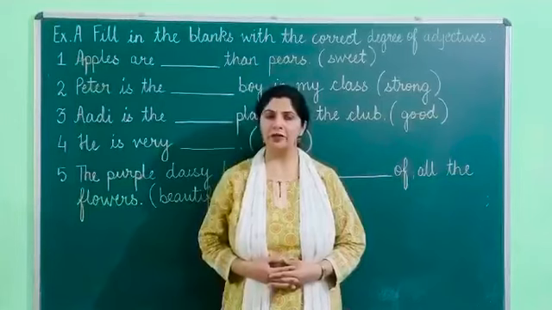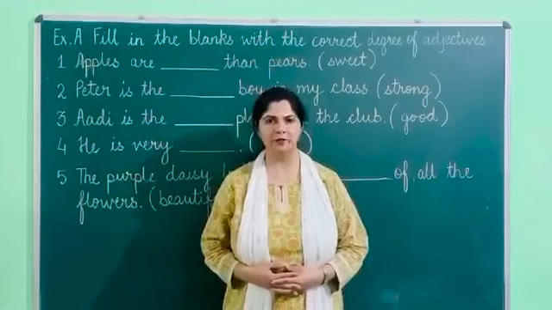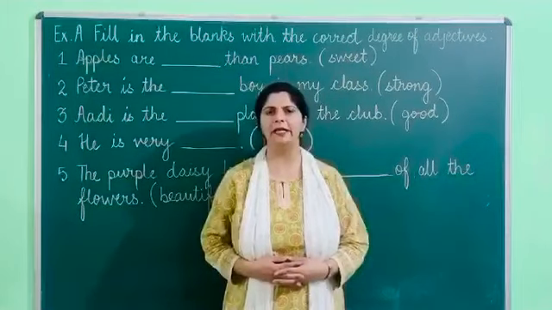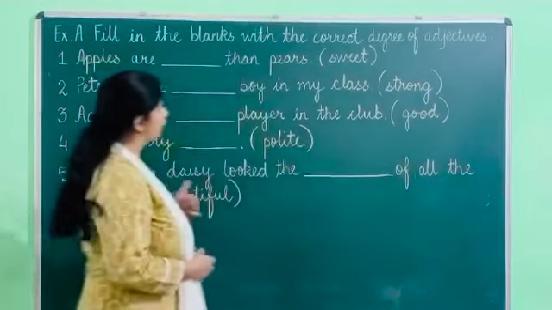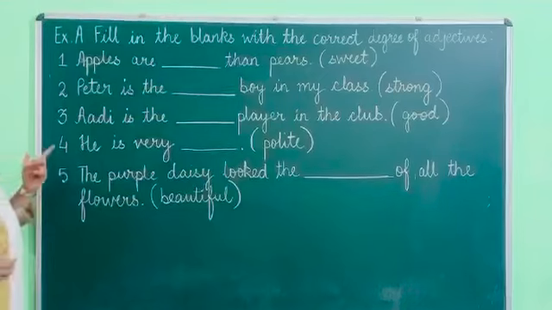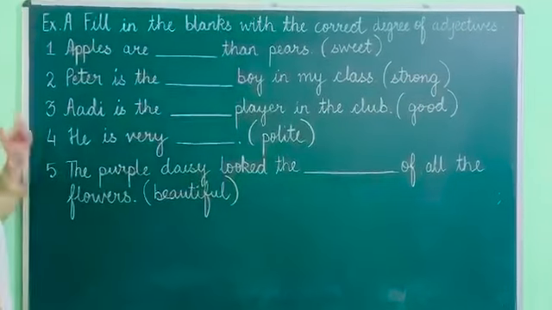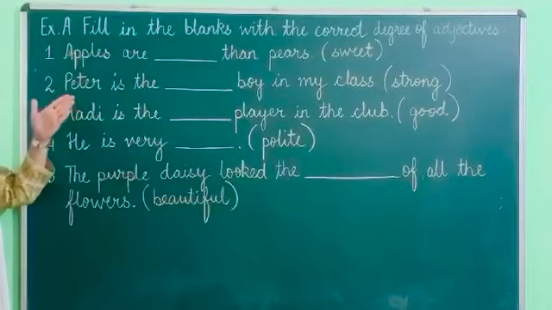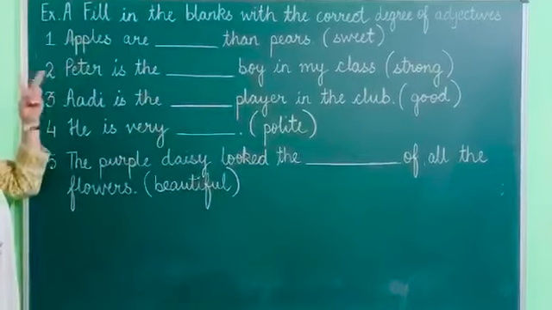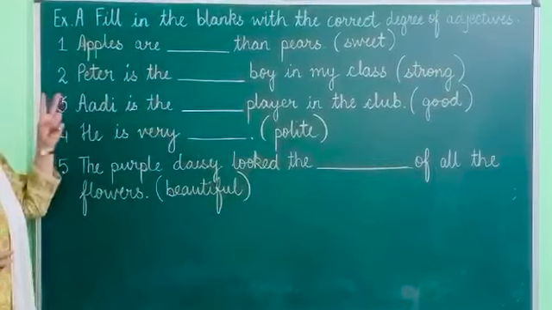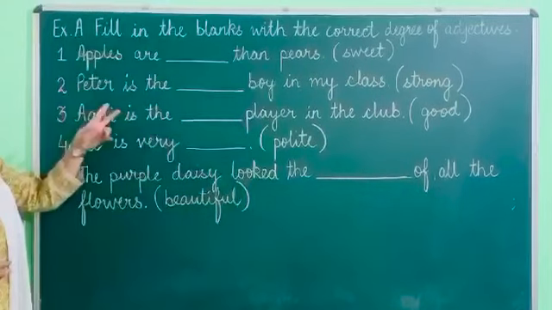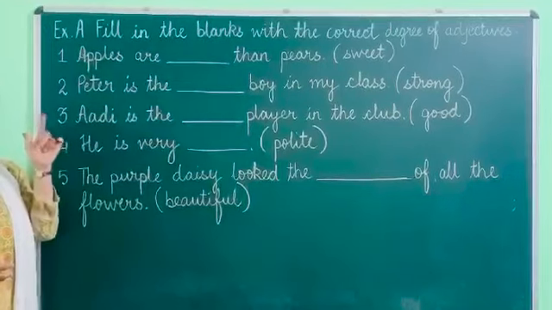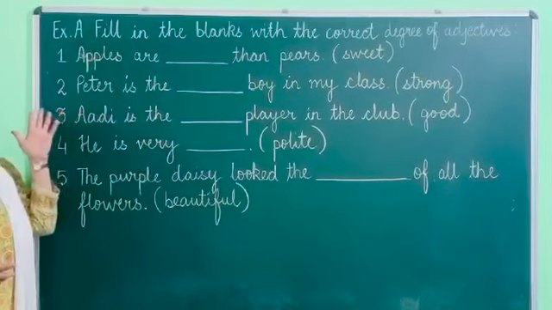Now that we have tried a hand at understanding what degrees of comparison are and writing those 10 words, I think this exercise is going to be easy for you. So let's have a look. We have to fill in the blanks with the correct degree of adjectives. Number 1. Apples are dash than pears. Sweet. You are comparing two. So you have to write the comparative degree of the word sweet here. Sweet is one syllable word. So remember what you will be putting here for the comparative degree.